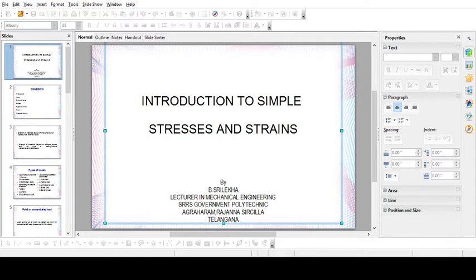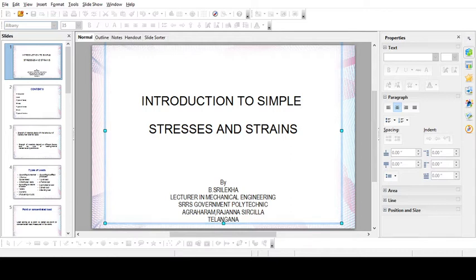Next, let us discuss each of the loads. First one, point or concentrated load. The load which is acting at a particular point is called a point load or concentrated load. It is completely concentrated on a particular point. It is not distributed over a region. So this is called a point load or a concentrated load.